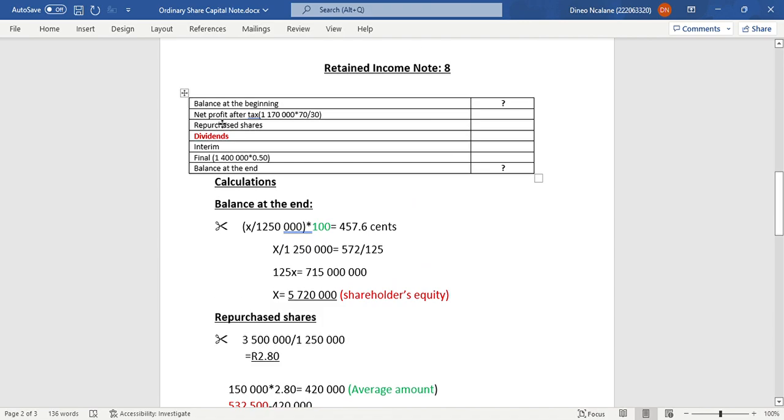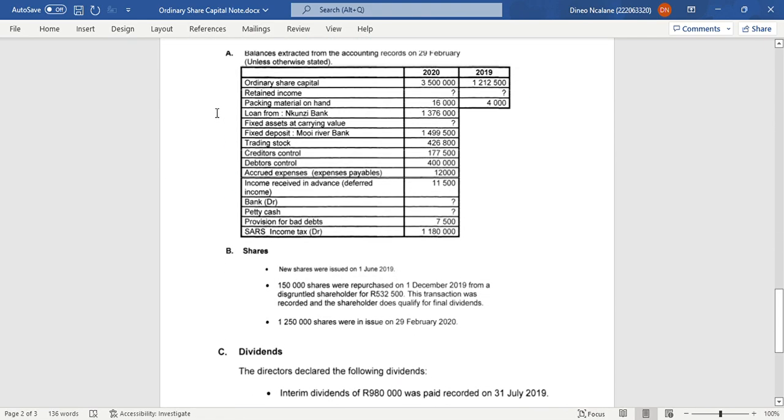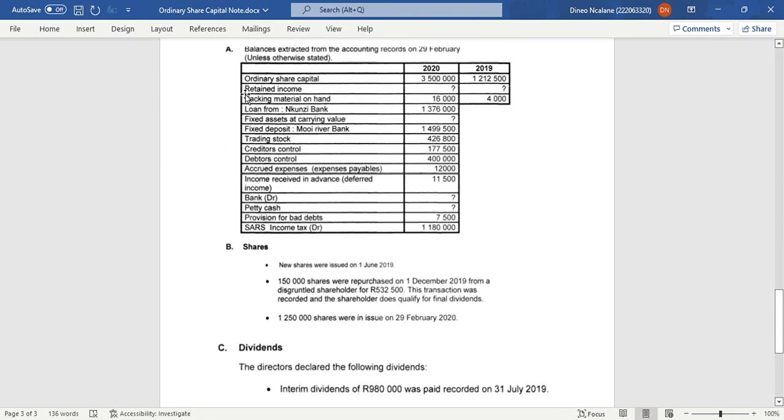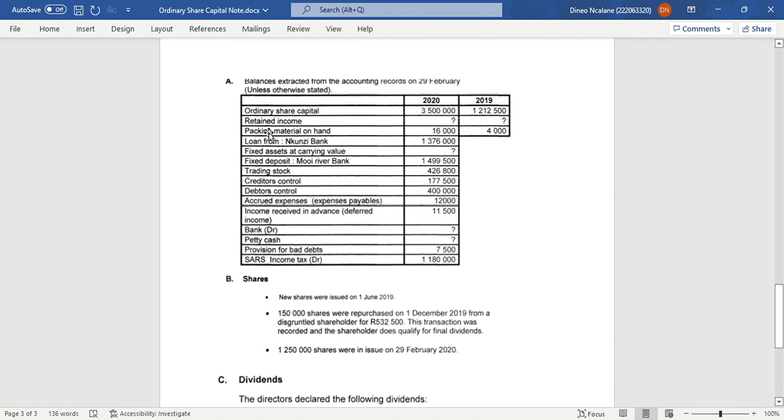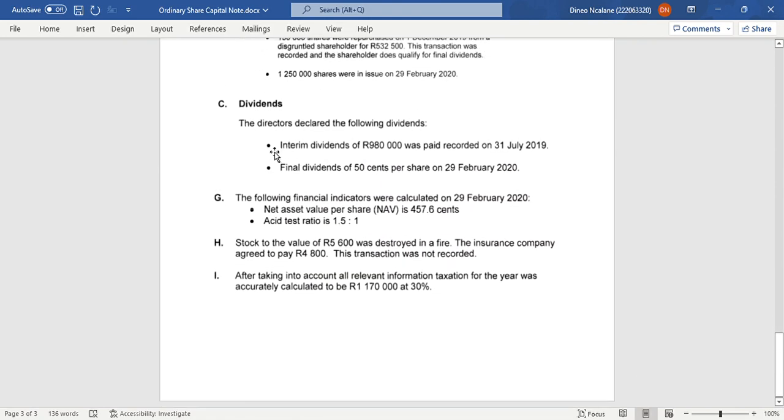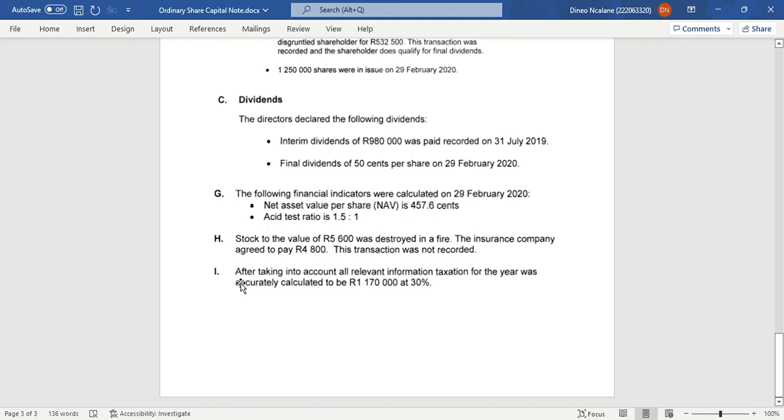It is the net profit after tax. How are we going to get the net profit after tax? Because in the balances there is nothing that talks of the net profit. So you go to your adjustment I. It says, after taking into account all relevant information, taxation for the year was accurately calculated to be 1,170,000 at 30%. So how is this adjustment going to help us?